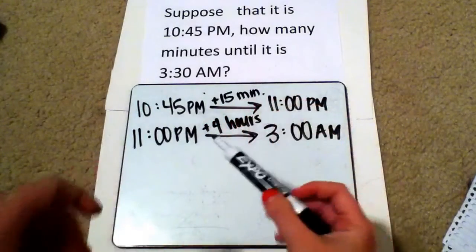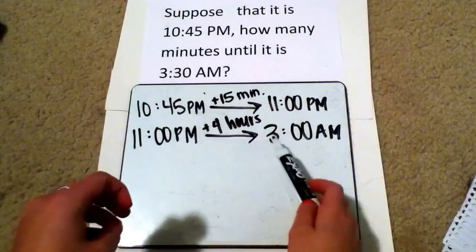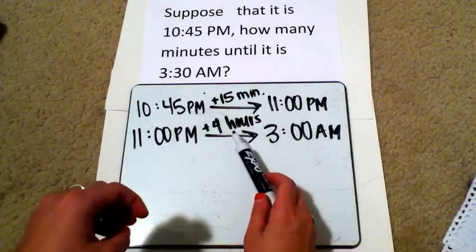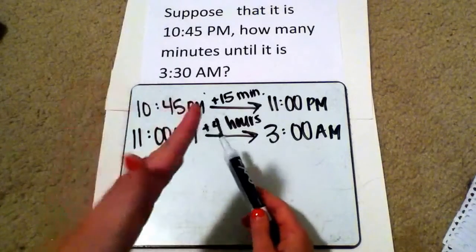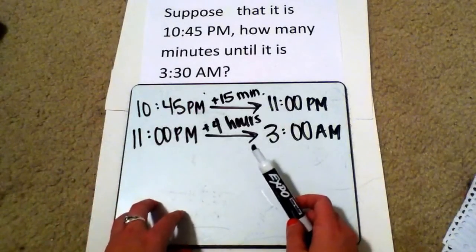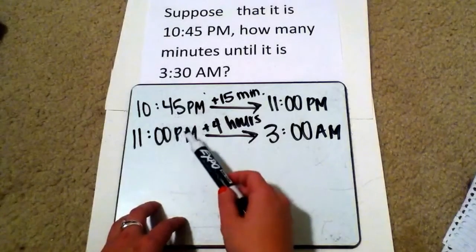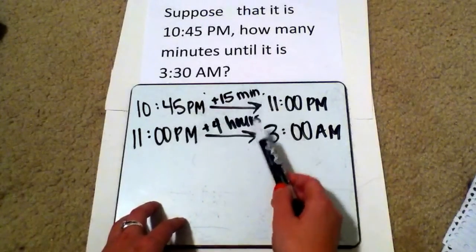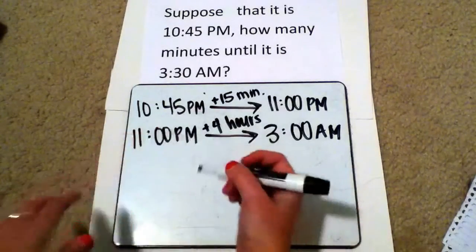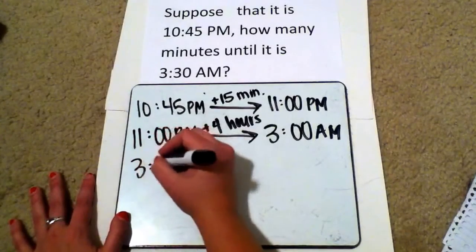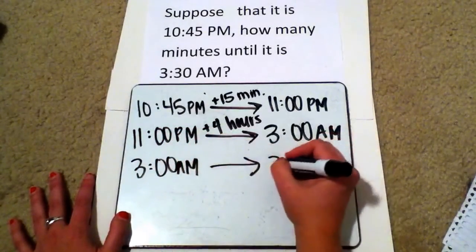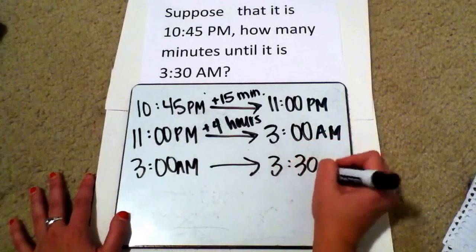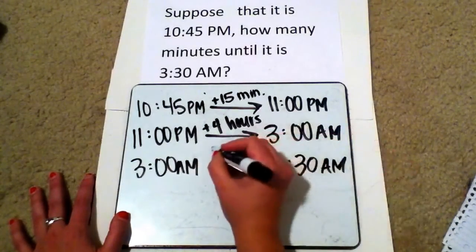And the reason why I jumped from 11 p.m. to 3 a.m. and it was only 4 hours is because when it hits 12, it automatically starts all back over to 1 o'clock. So 11 p.m., 12 a.m., 1 a.m., 2 a.m., 3 a.m. Now from 3 a.m., we can go to our end time, which is 3:30 a.m. And we added 30 minutes to that.